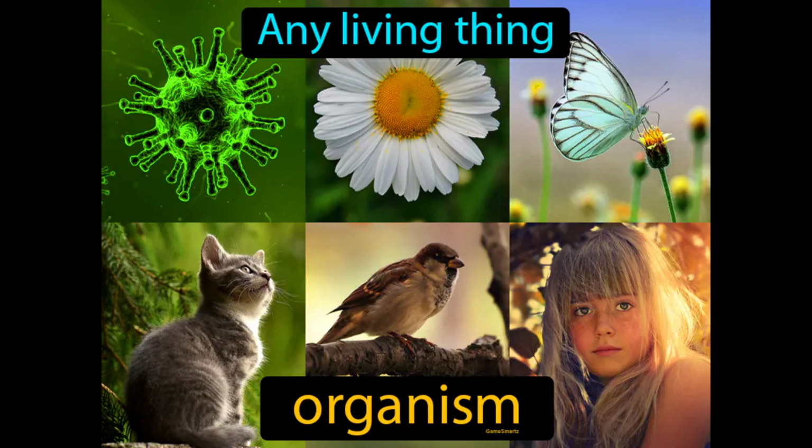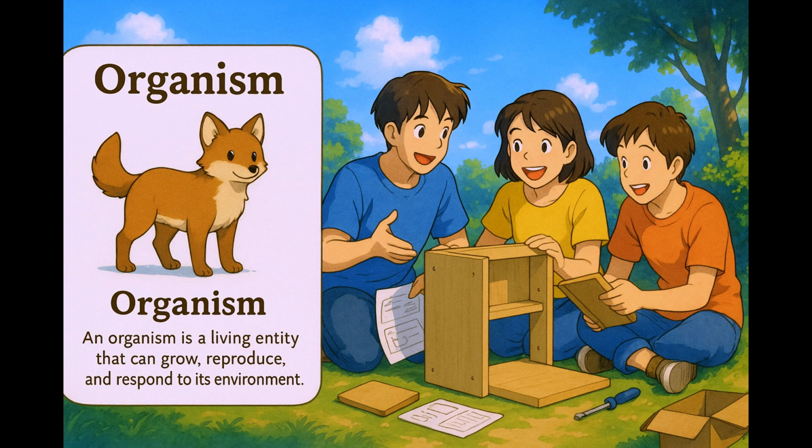Any living thing, organism. An organism is a living entity that can grow, reproduce, and respond to its environment. Imagine trying to assemble a piece of flat-pack furniture without any instructions. Just like each piece of the furniture has a specific place and function, organisms are composed of various parts, such as cells, tissues, and organs, that work together in a coordinated manner to sustain life.